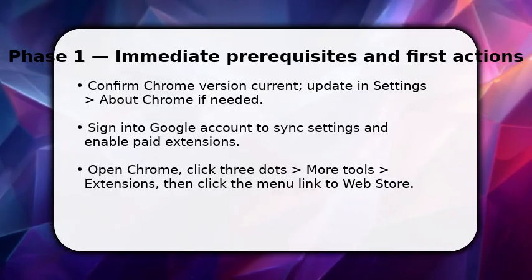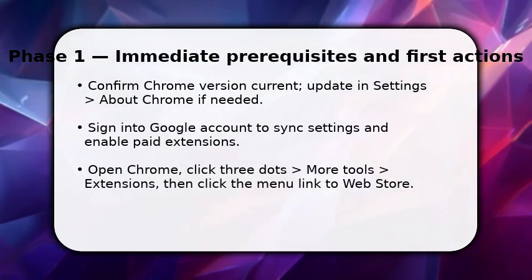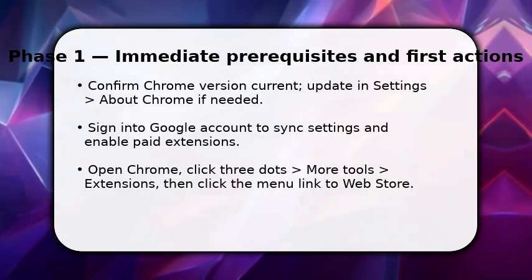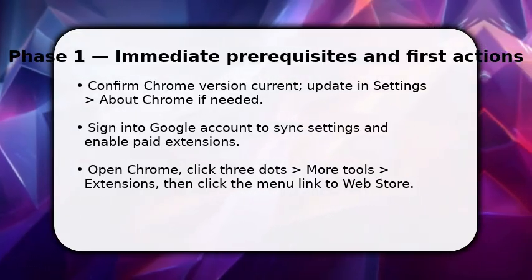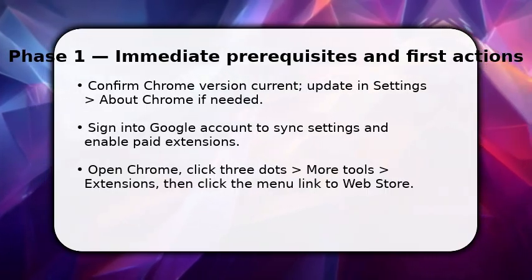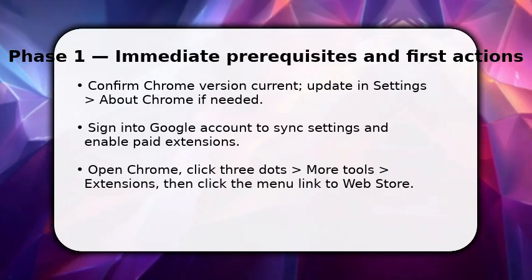You'll start by confirming prerequisites and taking the first actionable steps. Make sure Chrome is up to date and you're signed into your Google account. This ensures sync and extension permissions. Once done, open Chrome, go to More Tools, Extensions, and open the Chrome Web Store from the menu. You're now in the right place to search or browse.